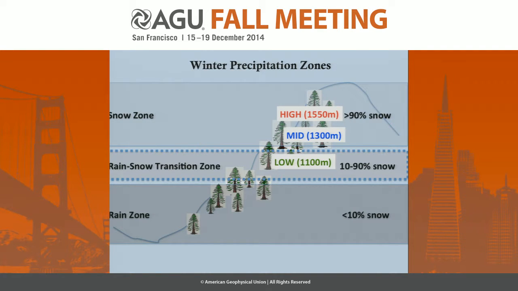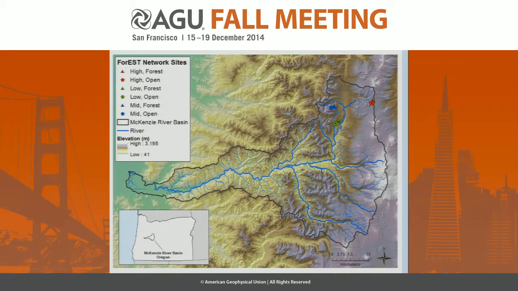So our measurement sites are at 3 elevations. The low site is in the rain-snow transition zone, and the mid site is just above the rain-snow transition zone, depending on the year. And the high site is more in the upper area of the seasonal snow zone. So here are the 3 pairs of sites. Each set of sites has an open and a forested, and they're close together because we have snow course transects that go from one to the other.